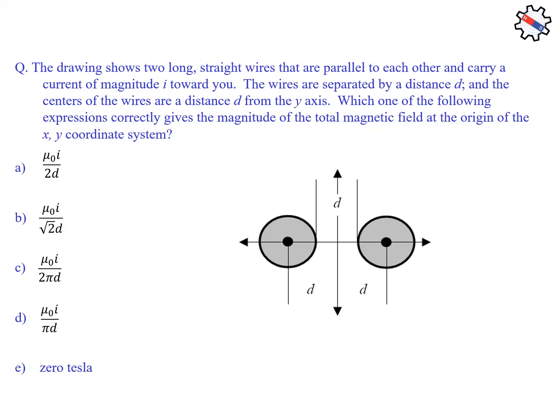Here we have 2 long straight wires. They're parallel. The currents are coming towards us for both wires. We're asked, which one of the following expressions correctly gives the magnitude of the total magnetic field at the origin of that system? So there is the origin.